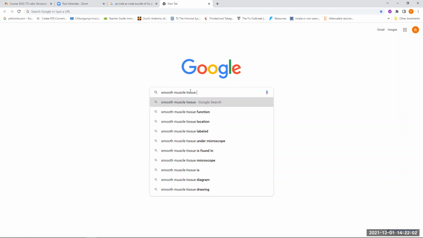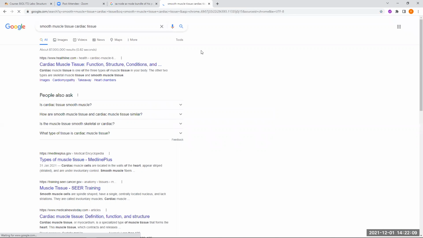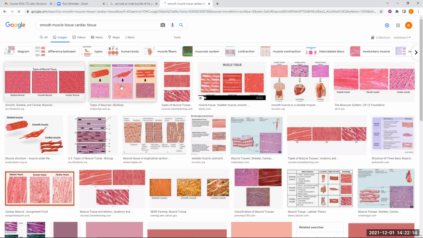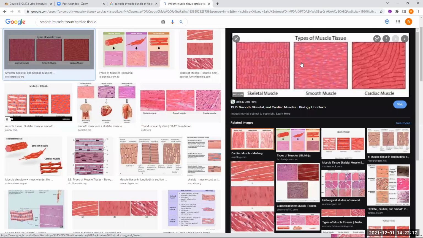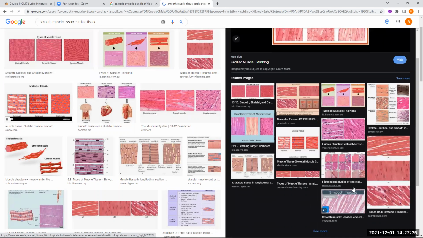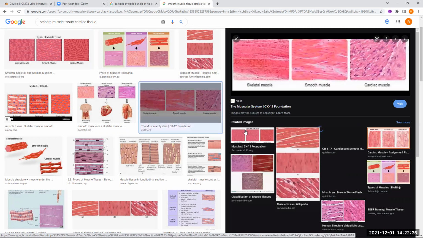Right, so smooth muscle tissue and cardiac tissue. If we were to put them together, sometimes they could tend to look very similar. I don't know if this is a schematic. This is more of a cartoon. Let's see if we could get the real tissue. It's more of a cartoon as well. Okay, yeah, this one's good.